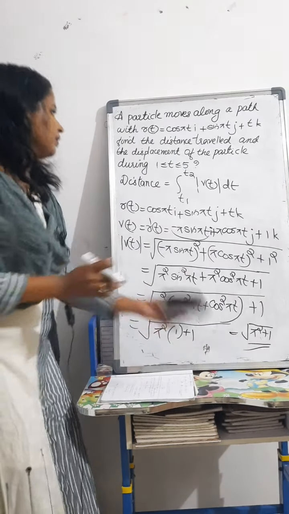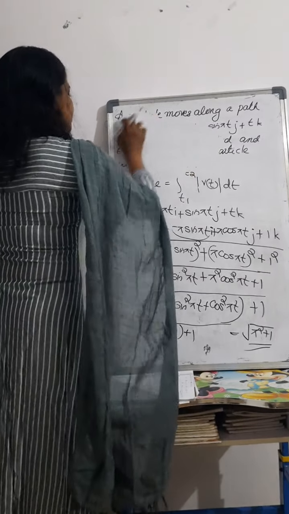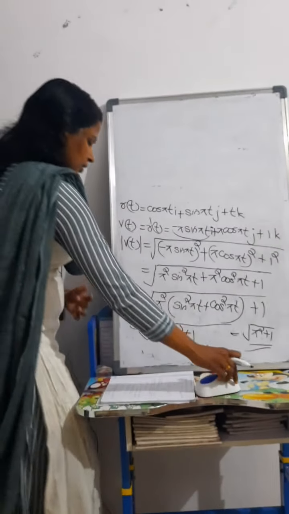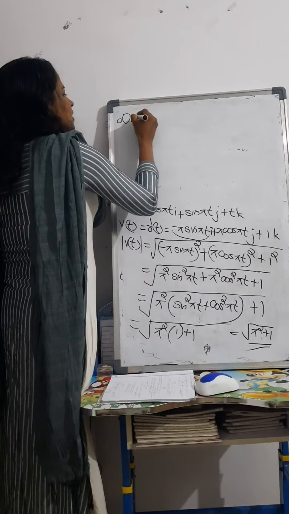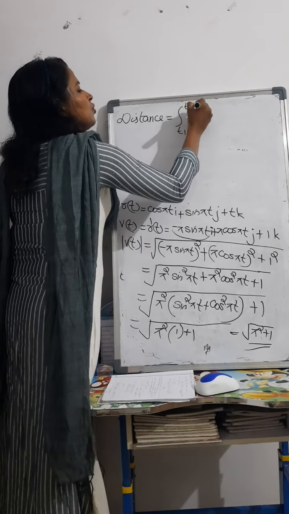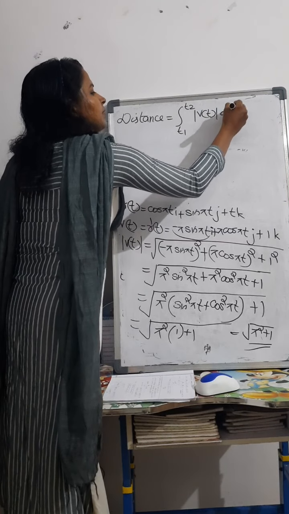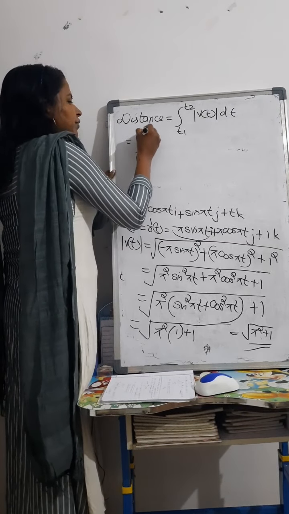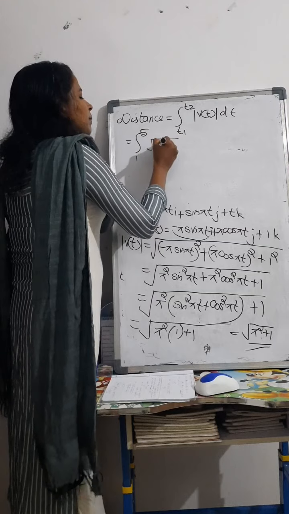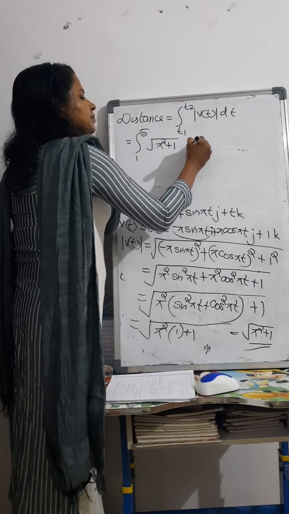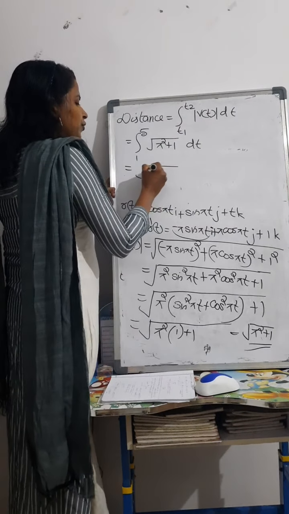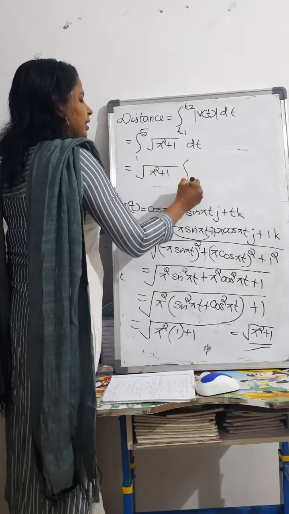Then here we substitute. Distance is equal to the integral from t1 to t2 of mod v of t dt, that is the integral from 1 to 5, the interval is 1 to 5, of the square root of pi square plus 1 dt. Here pi square plus 1 is constant, so it is the square root of pi square plus 1 into the integral from 1 to 5 of dt.